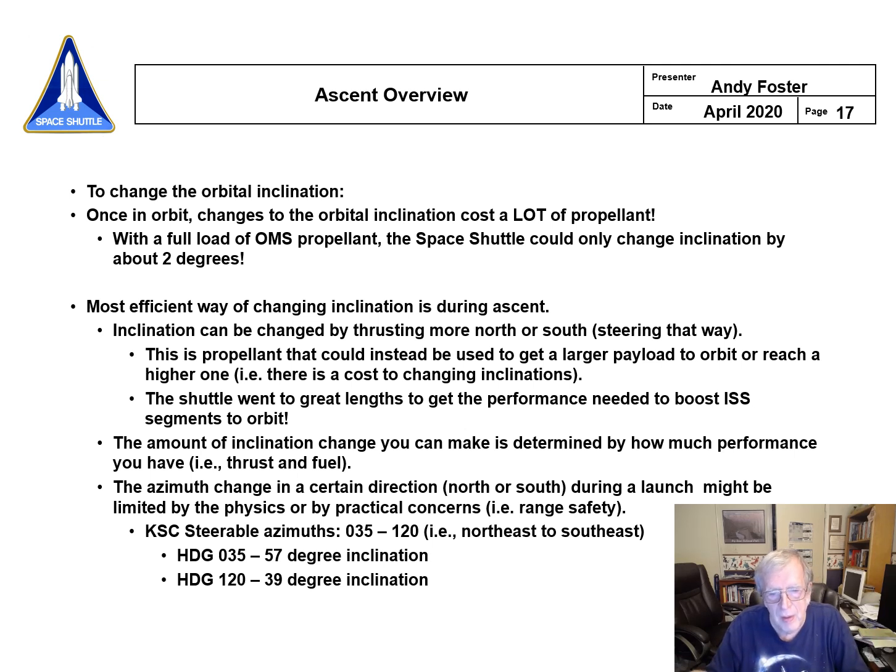So that's why you would always see when we're going to these high inclination flights from KSC, we would steer to the north. Most of that's over the North Atlantic. And in fact, you don't even cross the coast of the U.S. until you get over 57 degrees. And even then, if you do, it's way up north in Canada, and you're really, really high. And we only did that one time.